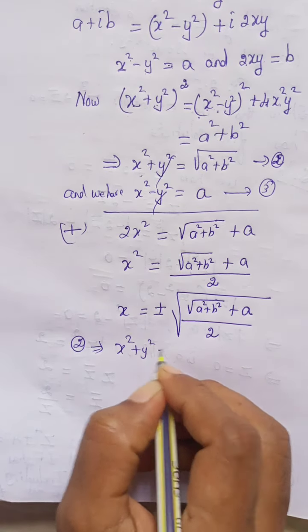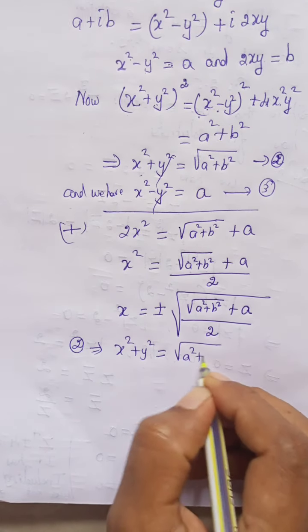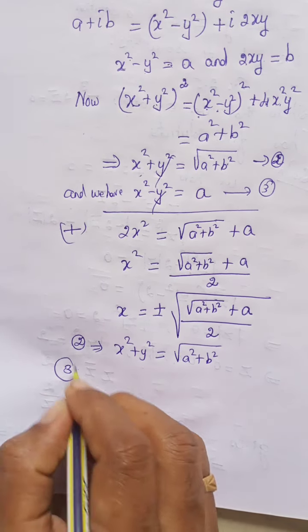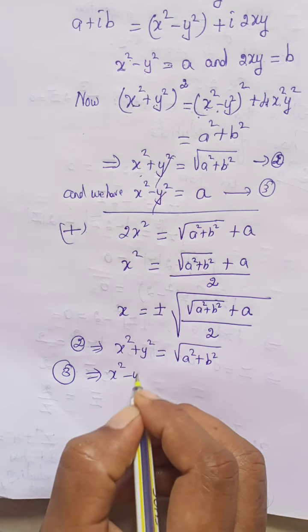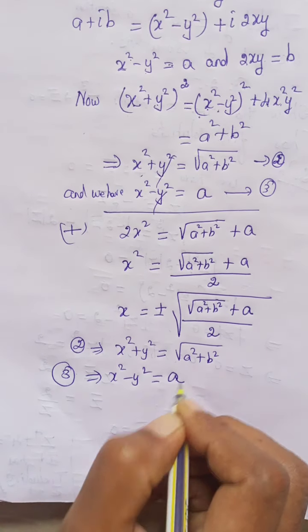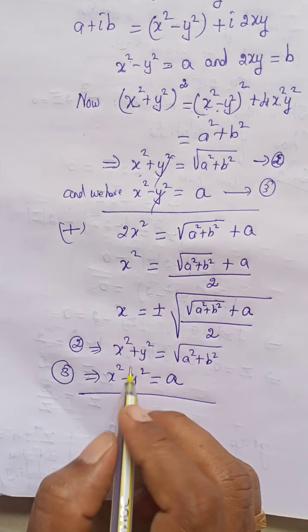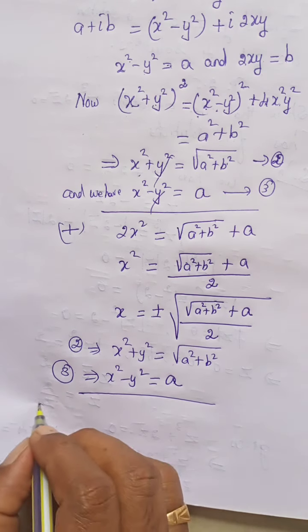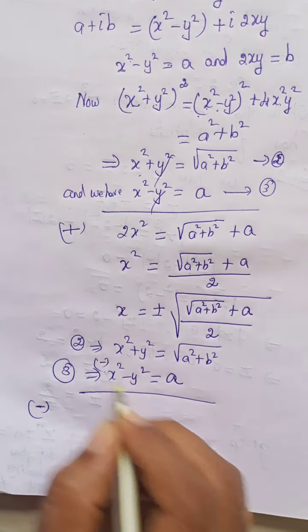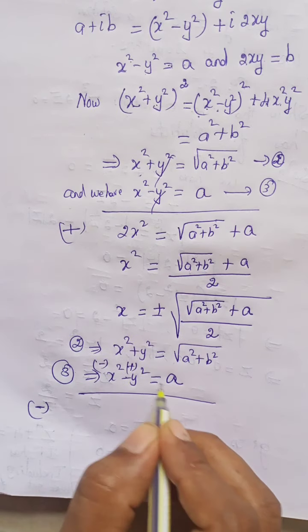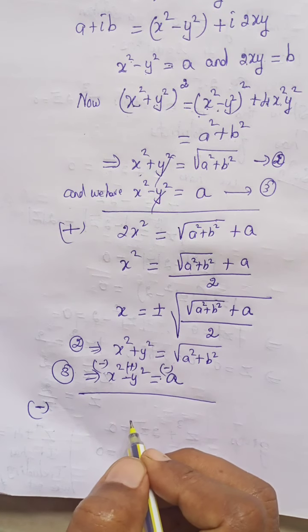Plus or minus square root of root of a square plus b square plus a, divided by 2. Isn't it? Same way, I am writing equation 2: x square plus y square is equal to root of a square plus b square, and equation number 3 implies x square minus y square is equal to a. When we add, we got the value of x, isn't it? Now subtract it, the sign will change. Minus will become plus, and here plus will become minus.